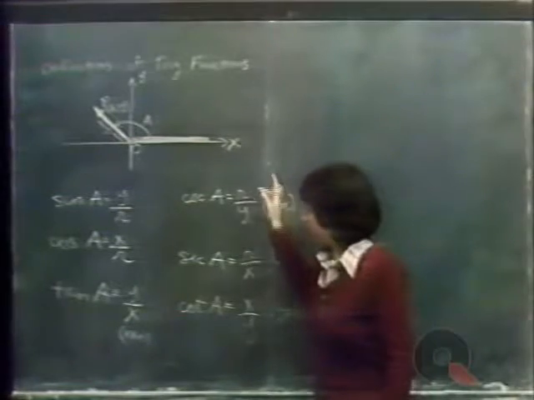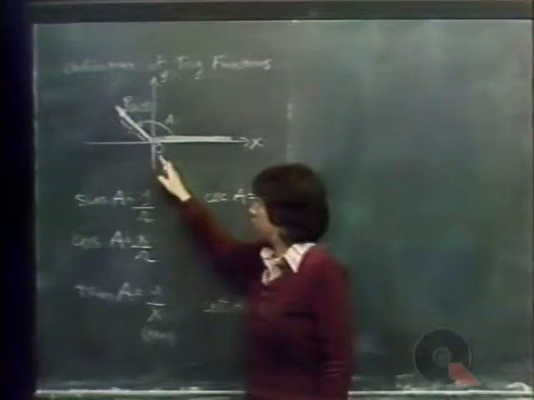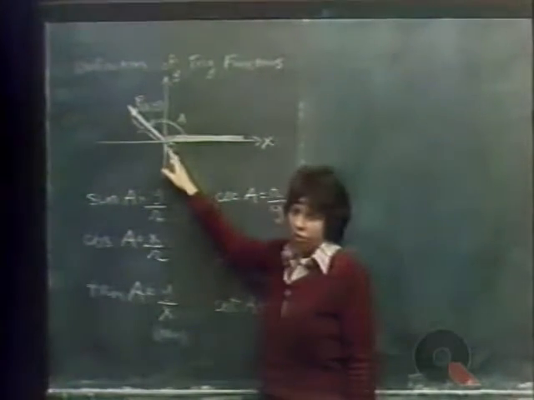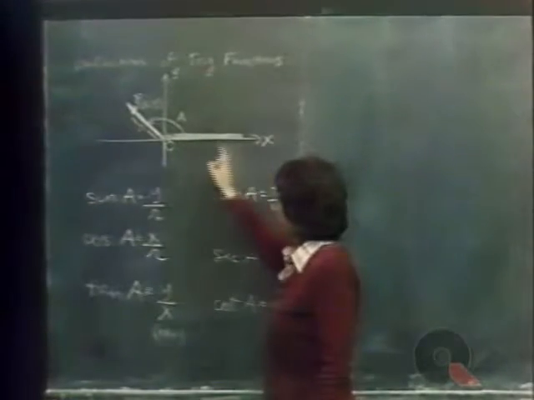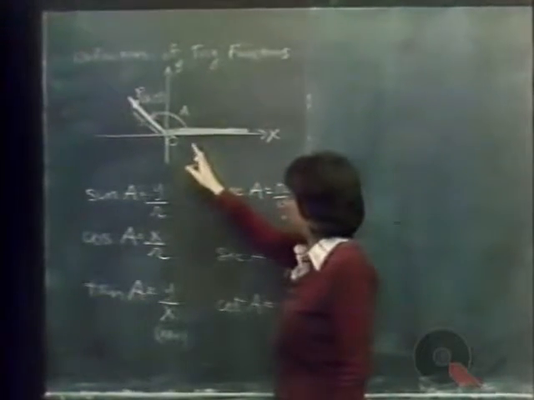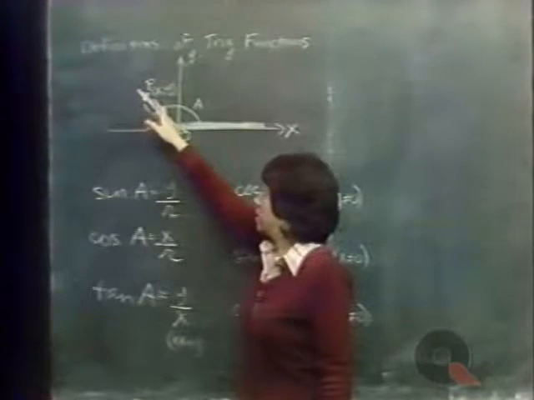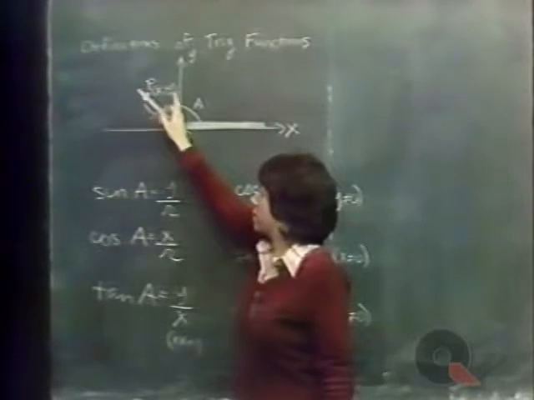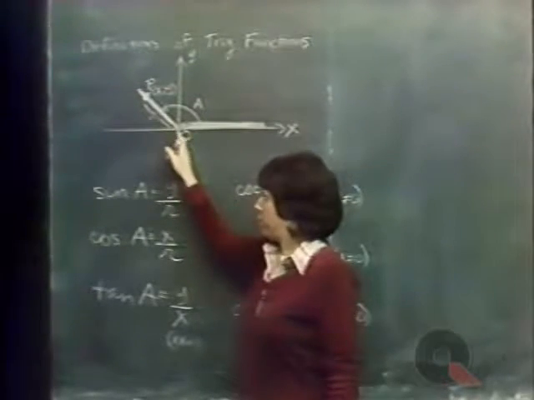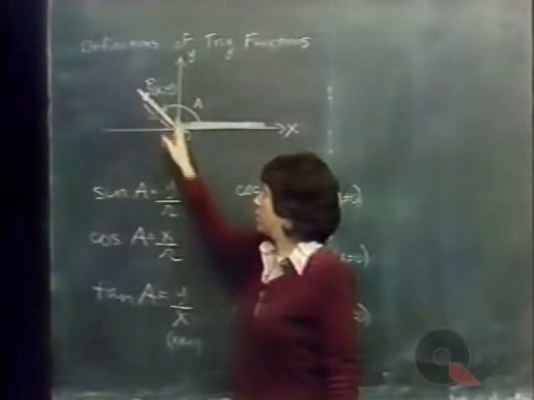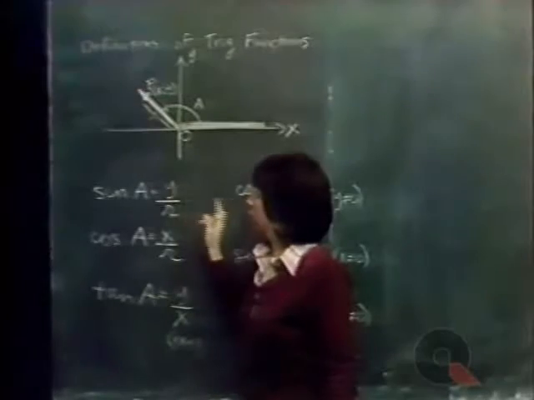Okay, we take an angle A in standard position, that is one whose vertex is at the origin and whose initial side runs along the positive x-axis. We pick a point P, any point on its terminal side. Let's say we pick the point with coordinates x, y. R represents the distance between this point P and the origin. All of this is true.